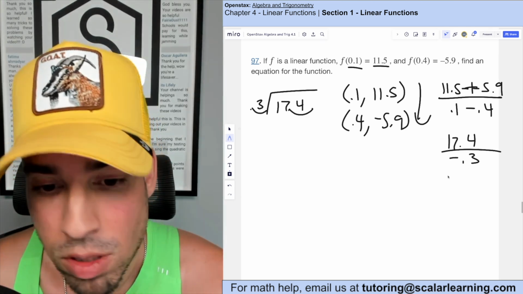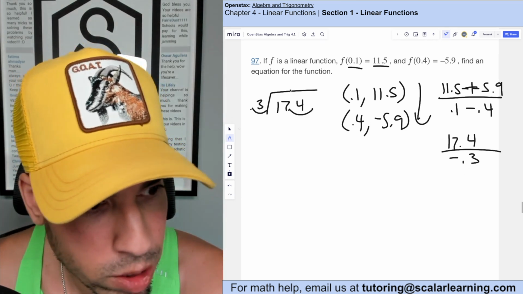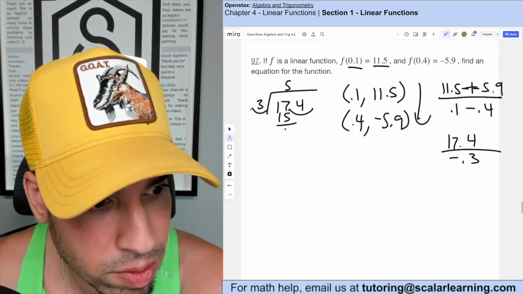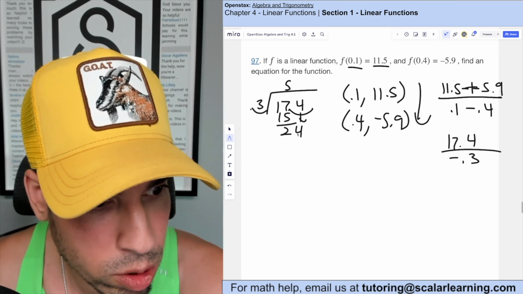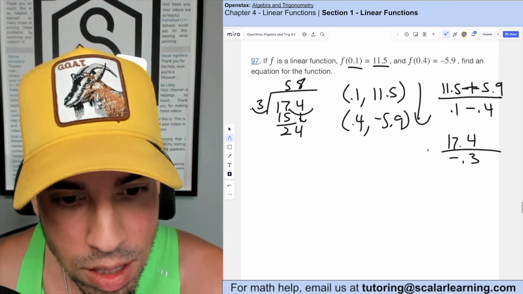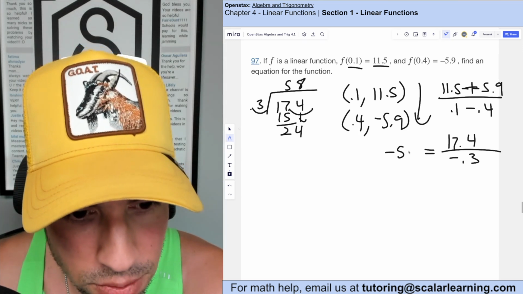Now, if we divide this out and simplify via long division, 3 goes into 17 5 times. That's 15. Bring down the 4. 3 goes into 24 8 times. So this actually simplifies to a nice slope of negative 58.